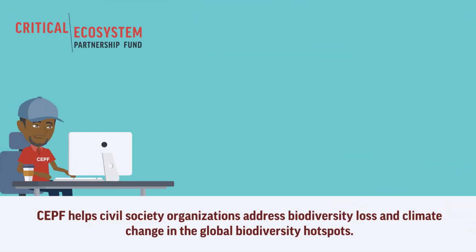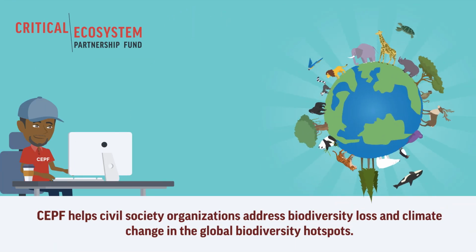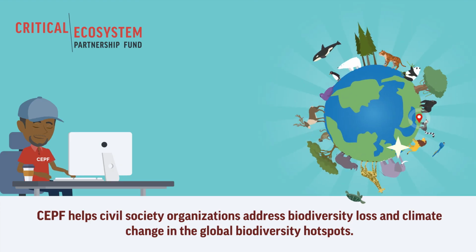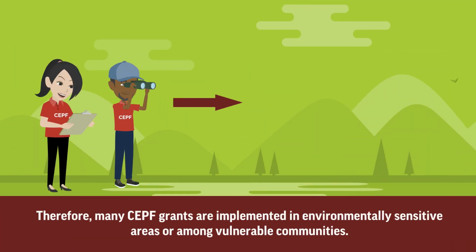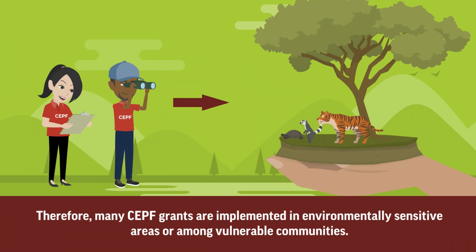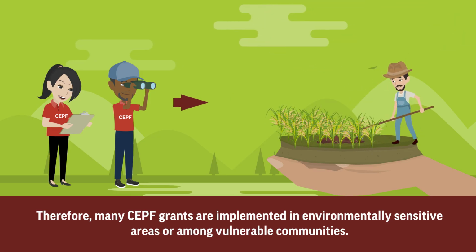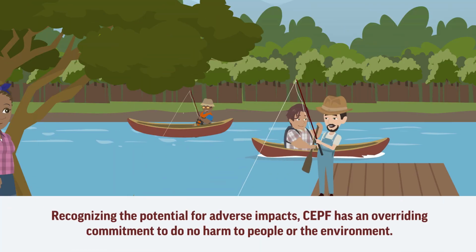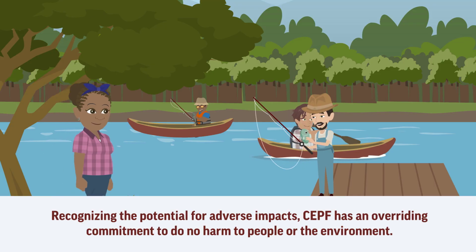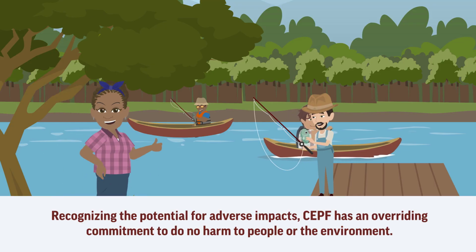CPF helps civil society organizations address biodiversity loss and climate change in the global biodiversity hotspots. Therefore, many CPF grants are implemented in environmentally sensitive areas or among vulnerable communities. Recognizing the potential for adverse impacts, CPF has an overriding commitment to do no harm to people or the environment.